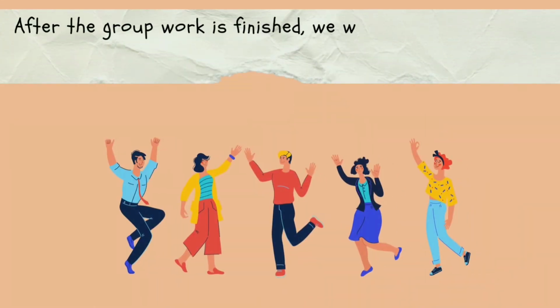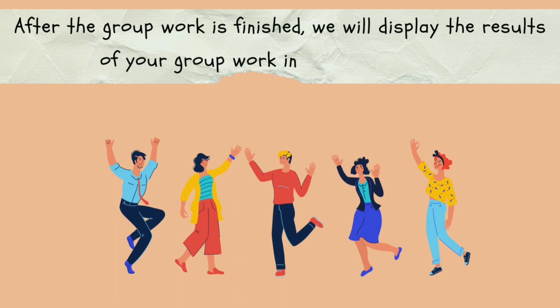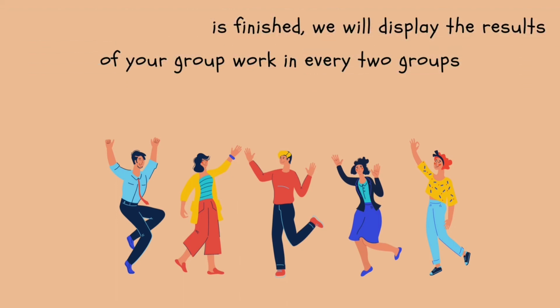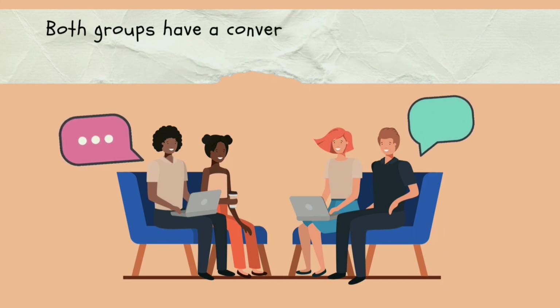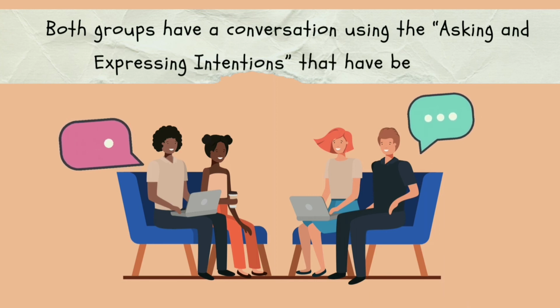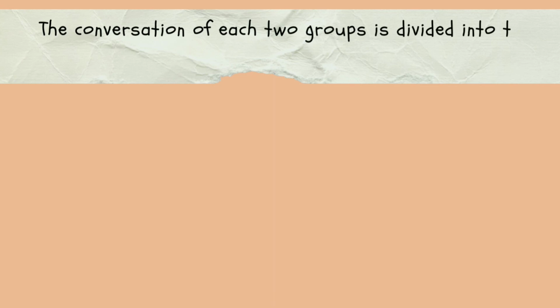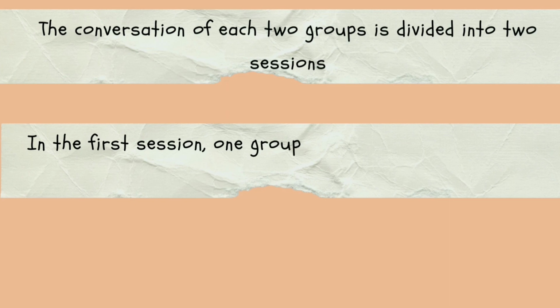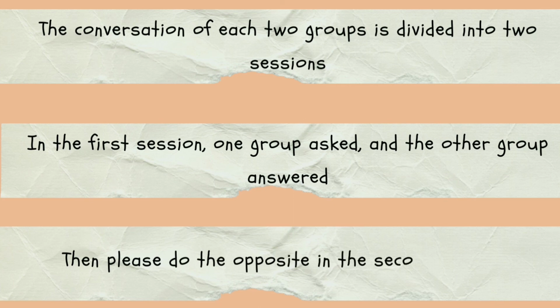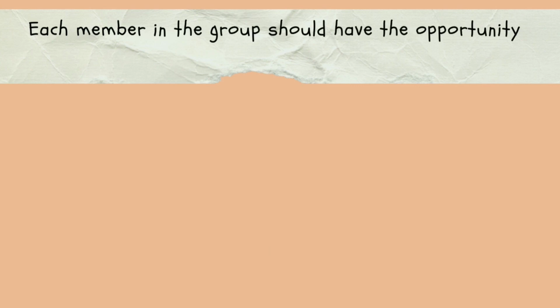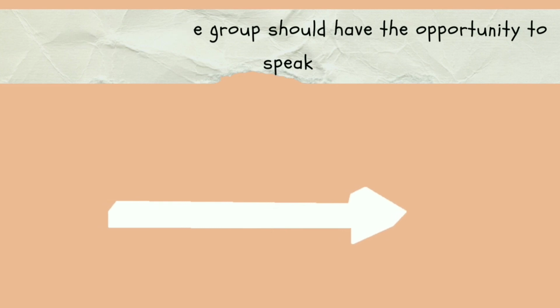After the group work is finished, now we will display the results of your group work. For every 2 groups that get the same theme, please sit opposite each other. Both groups have a conversation using the asking and expressing intentions that have been made. The conversation of each 2 groups is divided into 2 sessions. In the first session, one group asks, and the other group answers. Then, please do the opposite in the second session. Each member in the group should have the opportunity to speak. The following clip is an example of a group conversation.